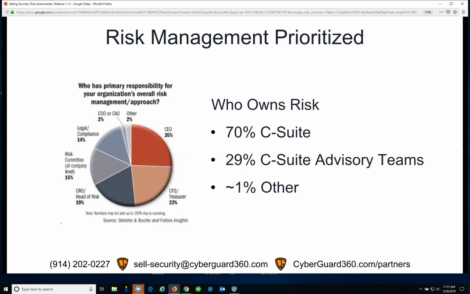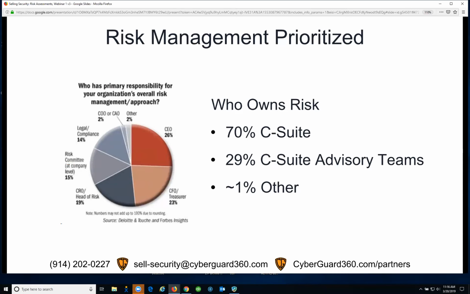Another 29% have it handed off to an advisory team that reports back to the C-suite for them to own it. So what we're really saying here is 99% of business owners out there know that they own risk, that it's their responsibility to successfully manage the risk posture of their enterprise. And that's great news for you guys. That's great news for every MSP and every MSSP, every MSP who wants to be an MSSP.